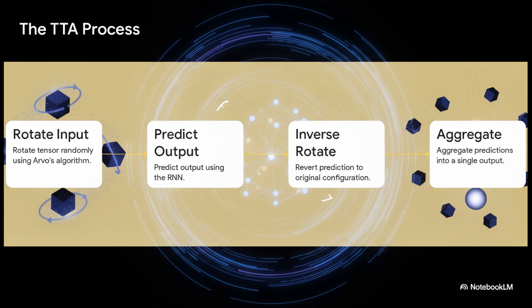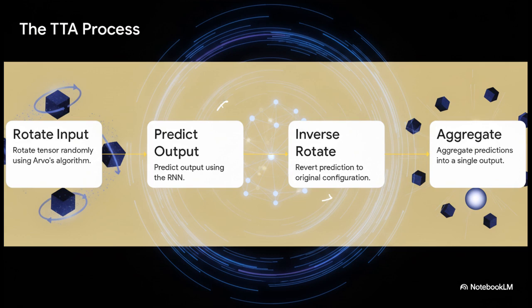Step 1, randomly rotate the input tensor using Arvo's algorithm. Step 2, predict the output using the existing RNN. Step 3, take that prediction and apply an inverse rotation to snap it right back to the original configuration. And finally, Step 4, aggregate all of those back-rotated predictions into a single averaged output.